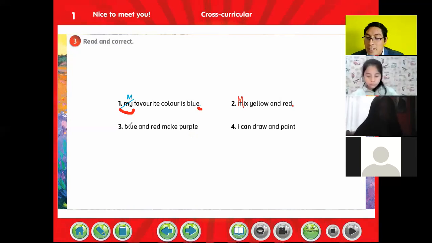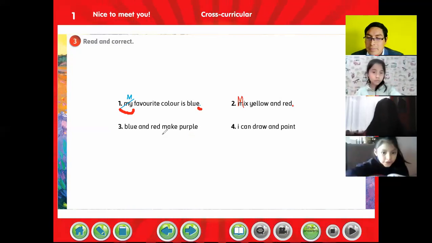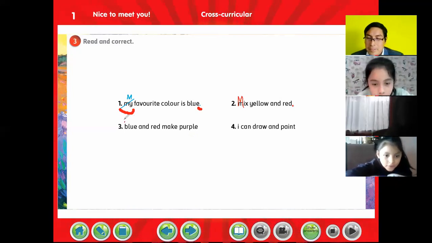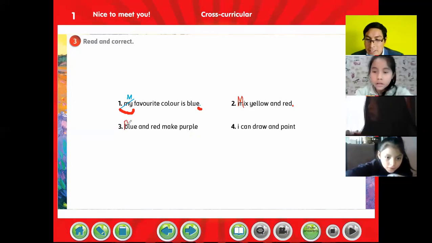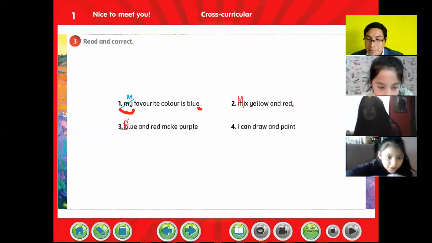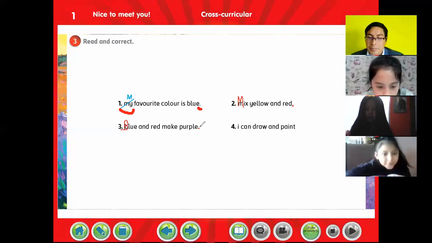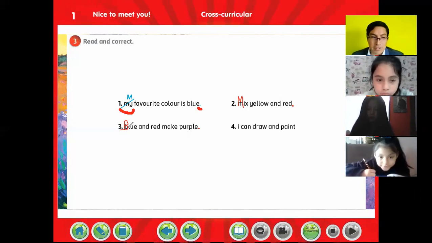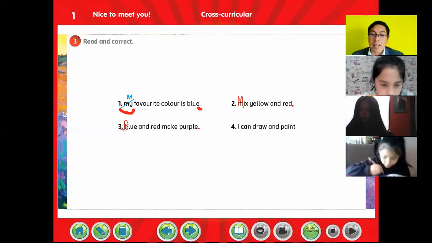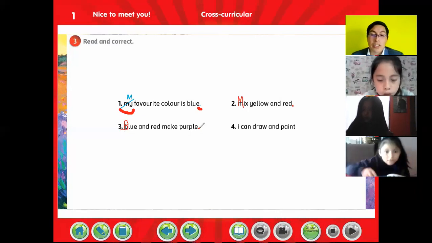Daniela, number 3. What is the problem in this sentence? Blue and red make purple. Yeah, the sentence is incorrect. Why? What is the problem? Capital letter. Repeat, please, Daniela. Capital letter. And period. Thank you. You see, this is the problem. When you start a sentence, capital letter. When you finish, a period.